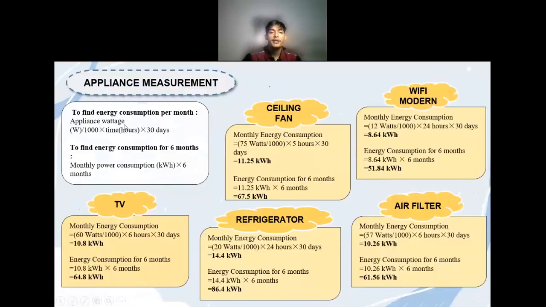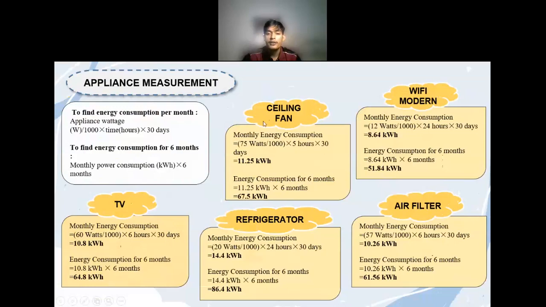Next is appliance measurement. To find energy consumption per month, appliance voltage divided by 1000 times hour times 30 days. To find energy consumption for 6 months, monthly power consumption kilowatt per hour times 6 months. First is TV. TV has 10.8 kilowatt per hour. For the energy consumption for 6 months, TV has 64.8 kilowatt per hour.